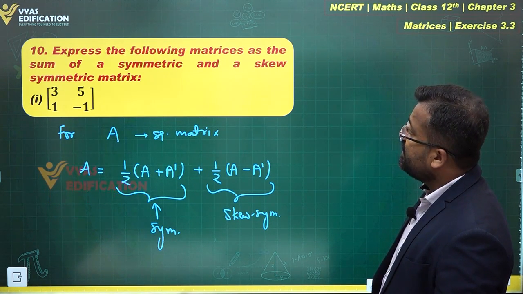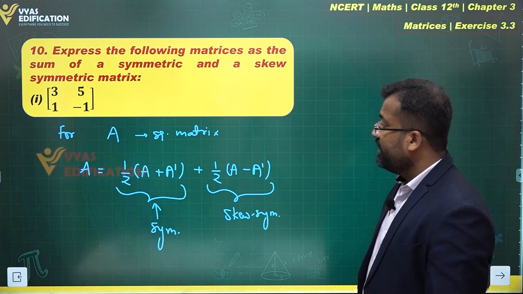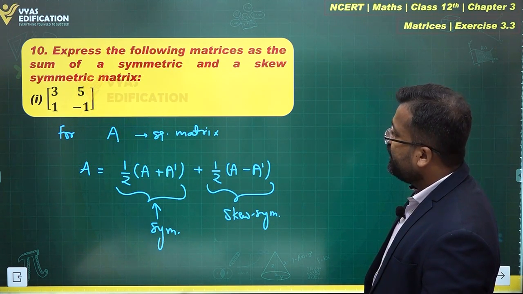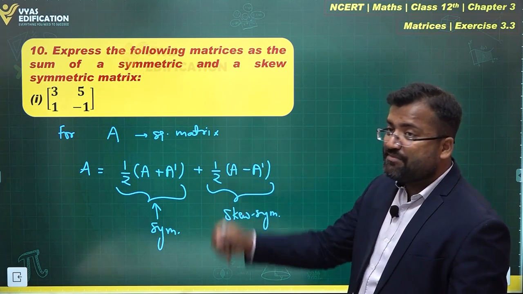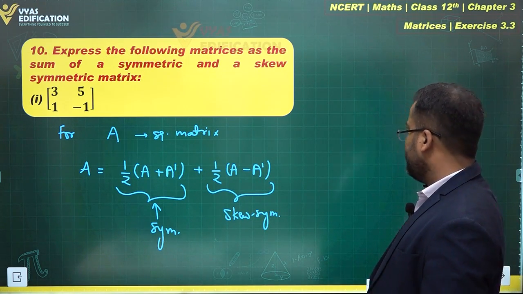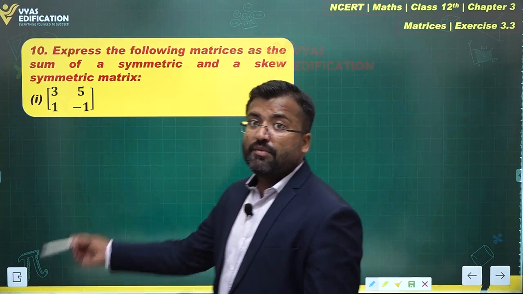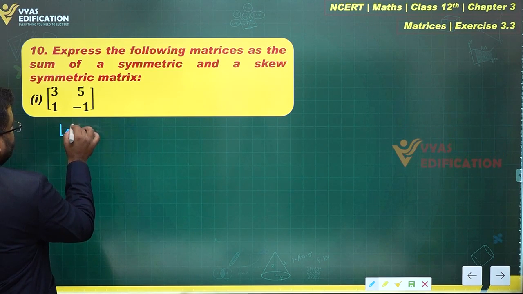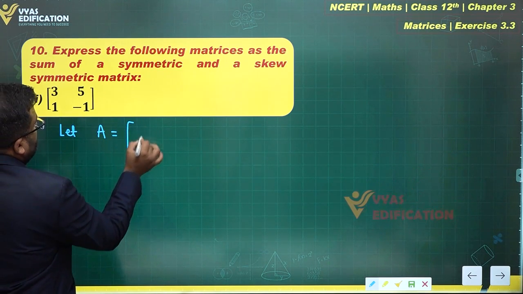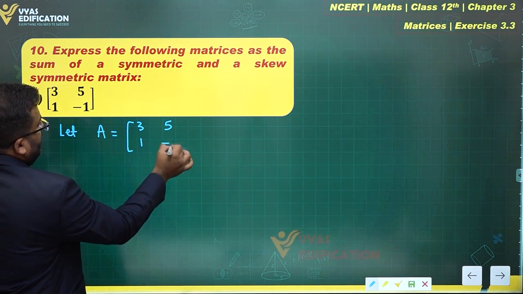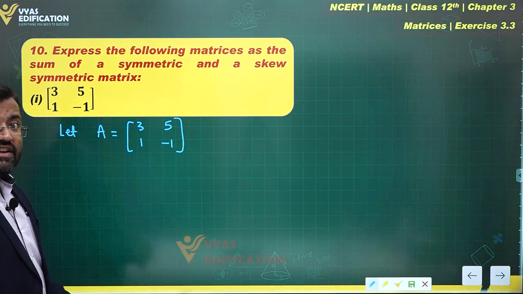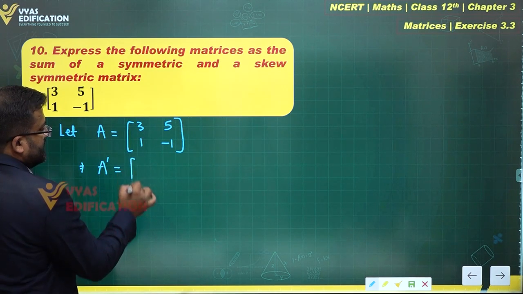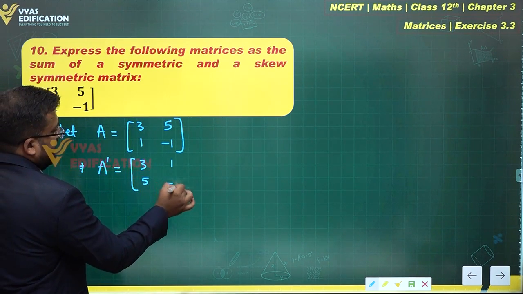Express the following matrices as sum of a symmetric and a skew symmetric matrix. That's what we have. Keeping this in mind, can we continue further and express this matrix as sum of symmetric and skew symmetric matrix? Yeah, we can do that. Let's begin with assuming this matrix as A. So, this is the first part. Let A equals 3, 5, 1, minus 1. Once I have this, can I find A prime first? Yes, A transpose, that is A prime, which is equal to 3, 5, 1, minus 1.